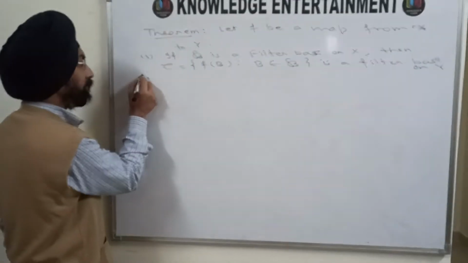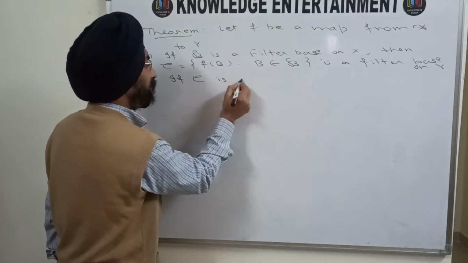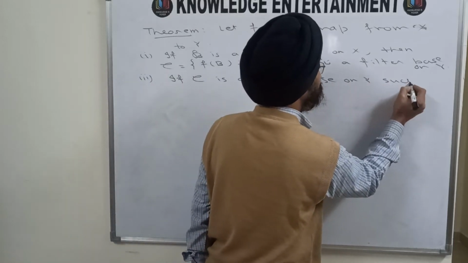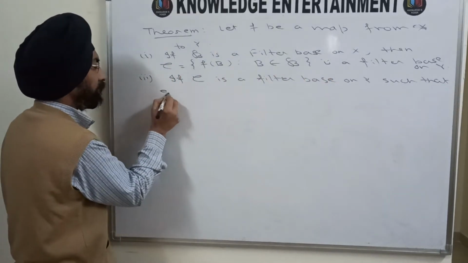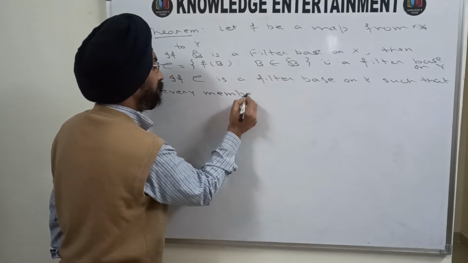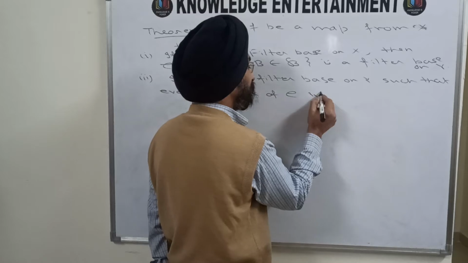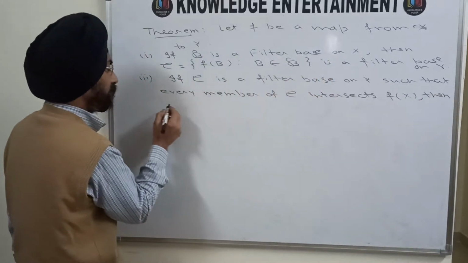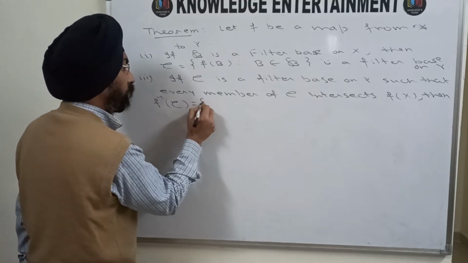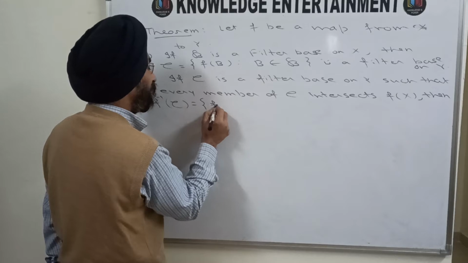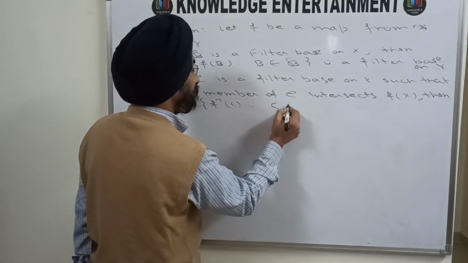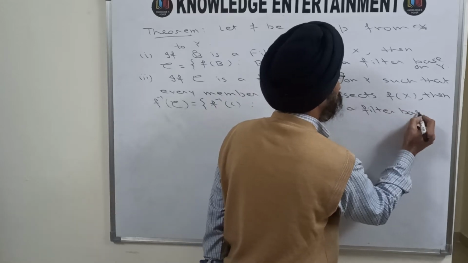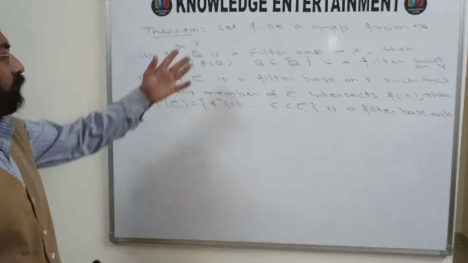And the second part says that if C is a filter base on Y such that every member of C intersects F(X), then the collection F inverse(C) of those subsets F inverse(C) such that C is a member of C is a filter base on X. So we'll prove both these parts one by one.